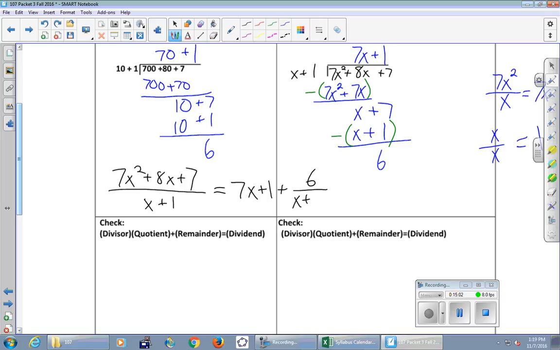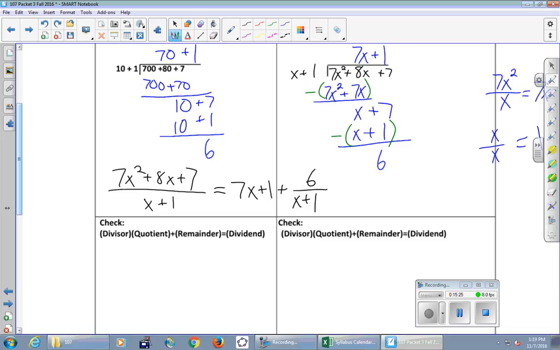The reason we did the numerical example on the previous page was to remind you that this made sense with numbers. The pieces go in exactly the same places when there's variables. 6 out of whatever was in the front. I think it was 11 on the previous page, right? 6 out of 11. Now it's 6 out of x plus 1. Okay, that's good.